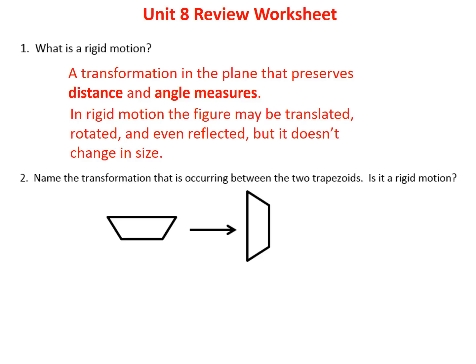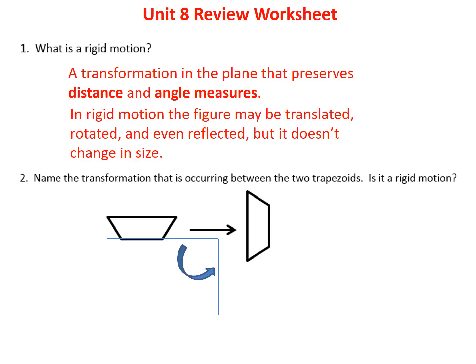Think of a rigid motion as having a box, something metal or wood. It stays the same size. You can move it around, you can turn it upside down, you can throw it across the room, but it stays the same size. And that's what a rigid motion is.